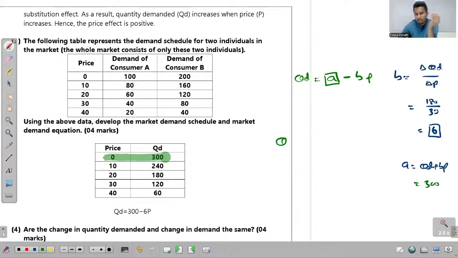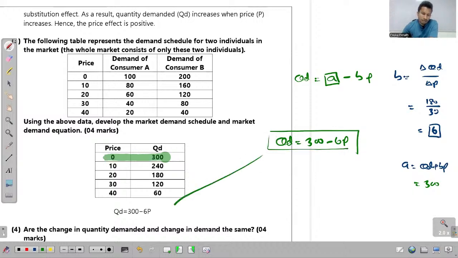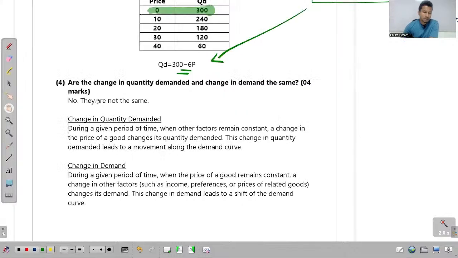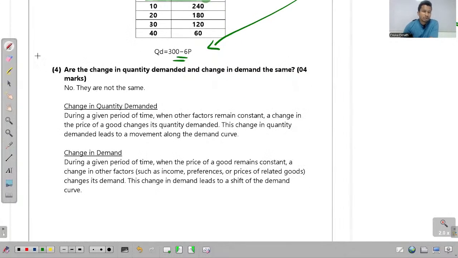Now with the help of these two values A and B, you can develop the demand equation. 300 minus 6 times P. Right? QD equals 300 minus 6 times P. And that's how I have developed this equation. All right. So that's the answer for part 3 of main question 2. Now come to part 4 of main question 2.